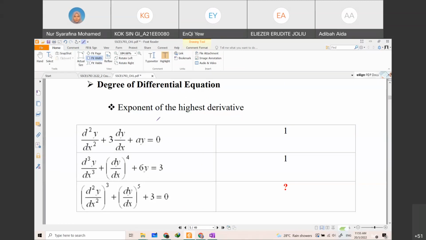Come on. d squared y dx squared. Okay. 2 is not the highest derivative. 2 is the order. You know that this is second order. But the highest derivative is d squared y over dx squared. So the exponent of the highest derivative is? 1. That's why the degree of this DE is 1. Can you differentiate between degree and order here?